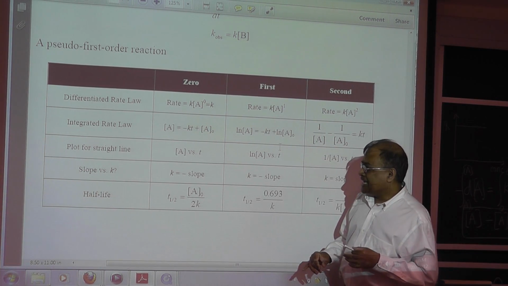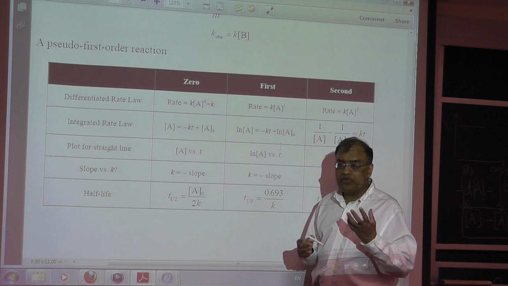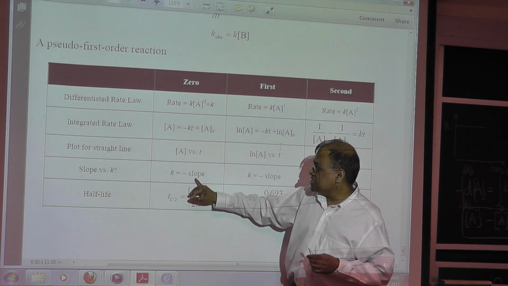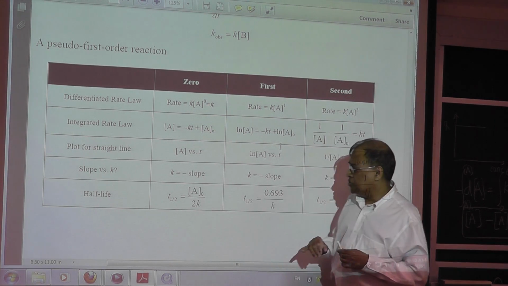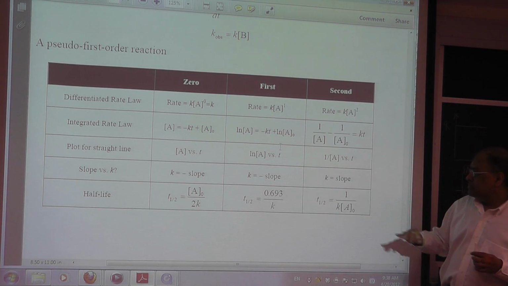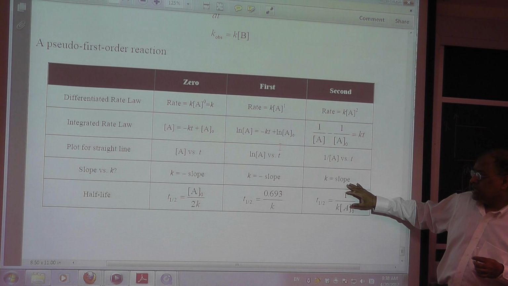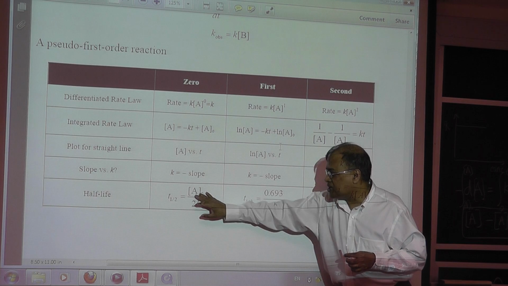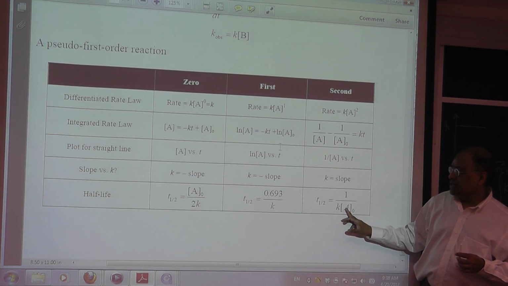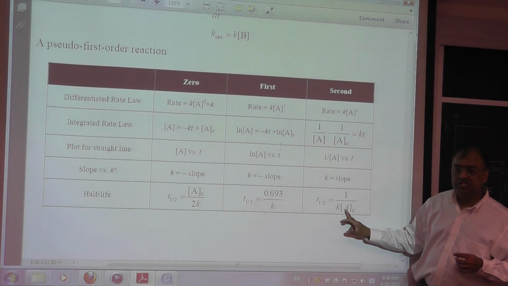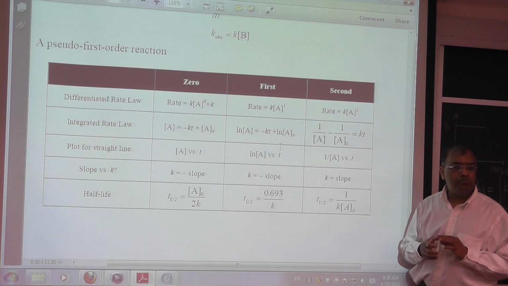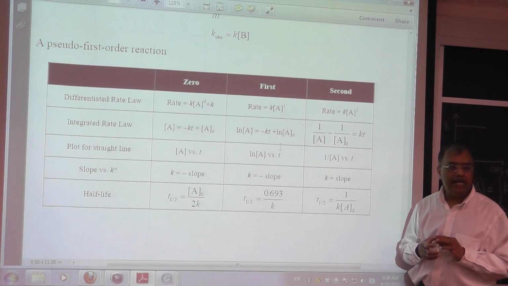How do you get K? Remember, what we are really after is K, X, and Y. How do we get K? We look at the slope of this straight line, and that gives you K. Same here. If you measure the half-life, the relationship between half-life and concentration is different for each of these 3 different processes.